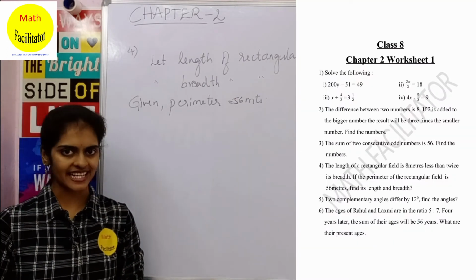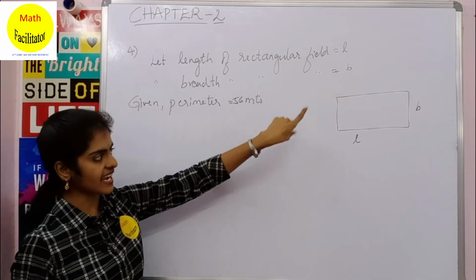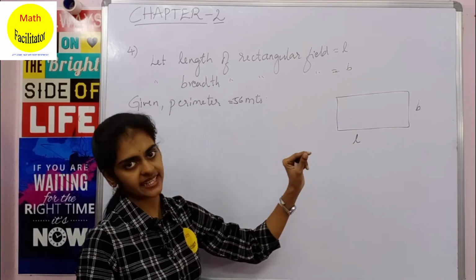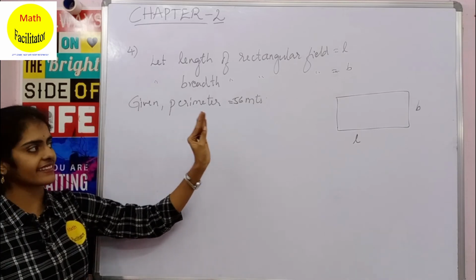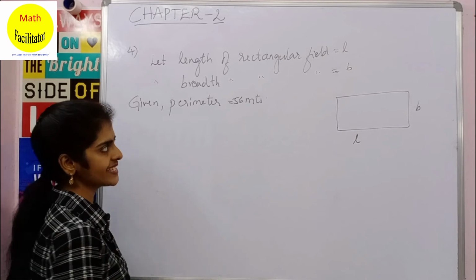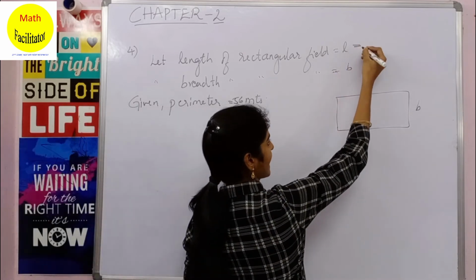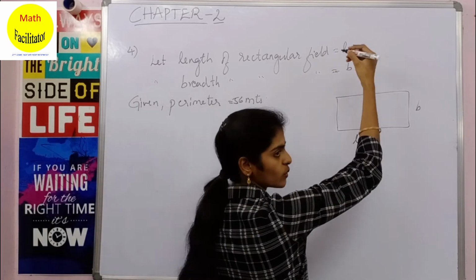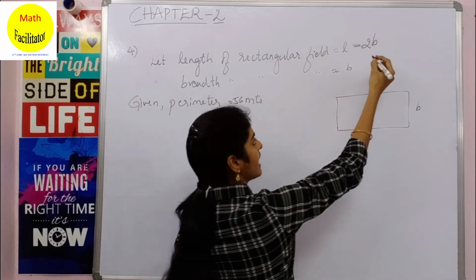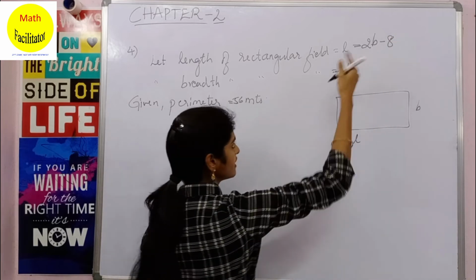So moving on to the next question. It is given that in a rectangular field, the length is 8 meters less than twice the breadth. So what is L? L is nothing but 8 meters less than twice the breadth. If you take twice the breadth, it is 2b. So it is 8 meters less than 2b.